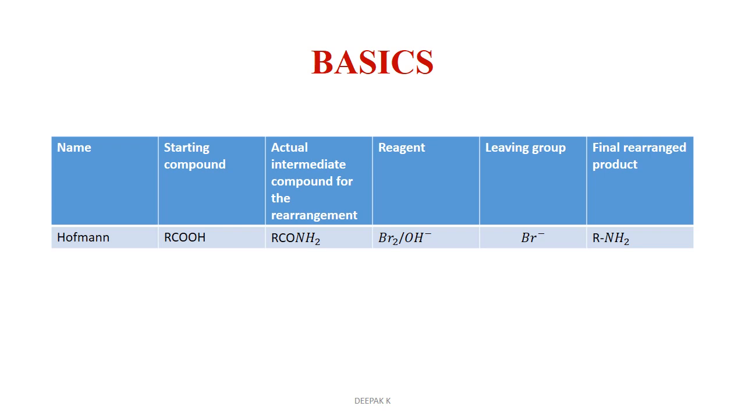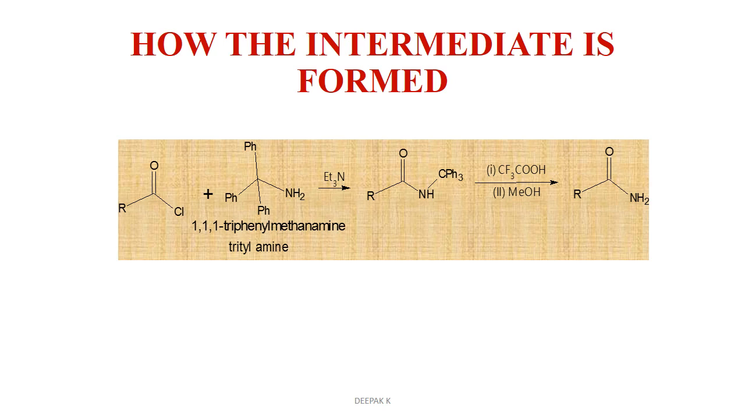Now, how that intermediate is formed, that you will all know. You take an acyl halide. Acyl halide, as you know, is prepared from acid, right? Acid converts to acyl halide, and in presence of tritylamine, 1,1,1-triphenylmethanamine, and a base, what is happening there? The chlorine is replaced by the NH-CPh3 group. So what does that mean? An HCl molecule is getting released in that mechanism, right? And the intermediate is formed.